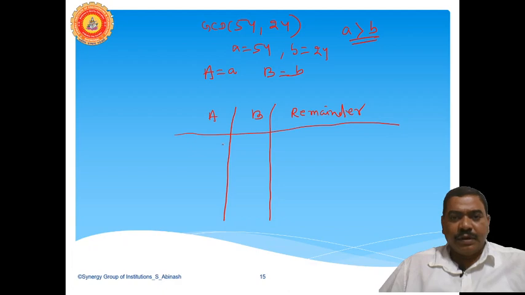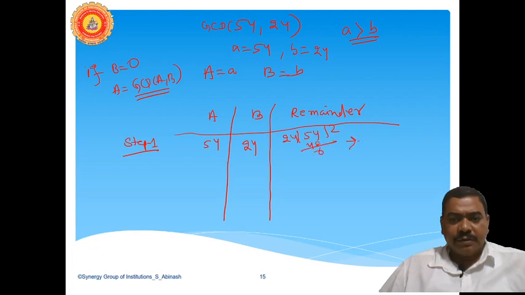Here A is 54 and B is 24. This is step 1. Based on the algorithm, if B is equal to 0, A is the GCD of A and B. Here B is equal to 24, which is not equal to 0, so we have to calculate the remainder. The remainder of 54 divided by 24 is 6. So the remainder is 6.